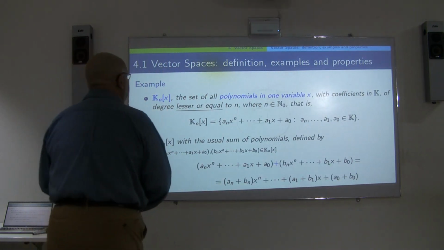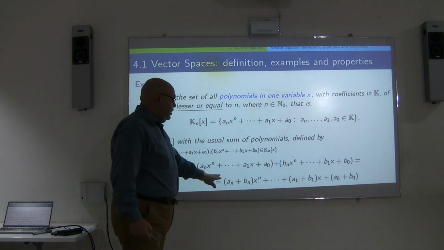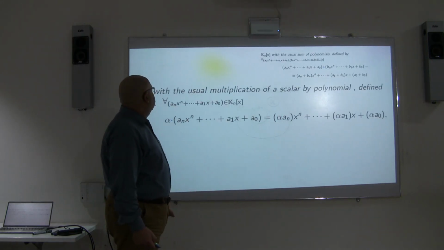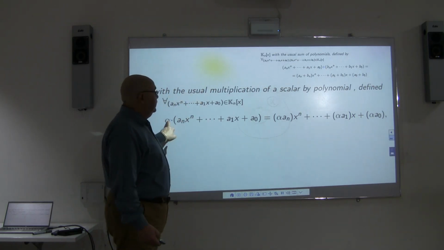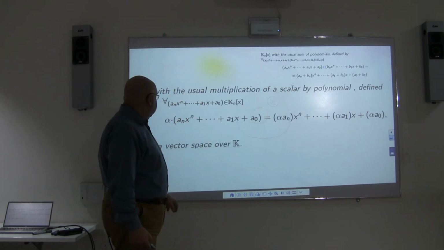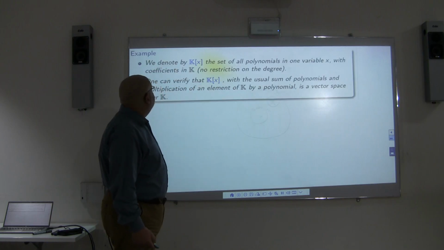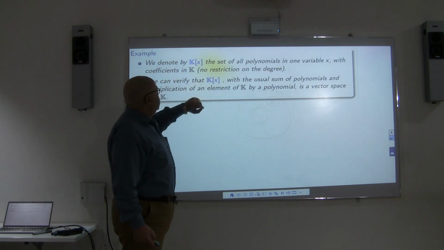Okay? Kn with the usual sum of polynomials, he's proving this for you as I did exactly, and with a multiplication by an alpha it will also result. So the set of them is a vector space over K. Okay, we denote K[x] as the set of polynomials in one variable with coefficients in K, with no restriction on the degree.